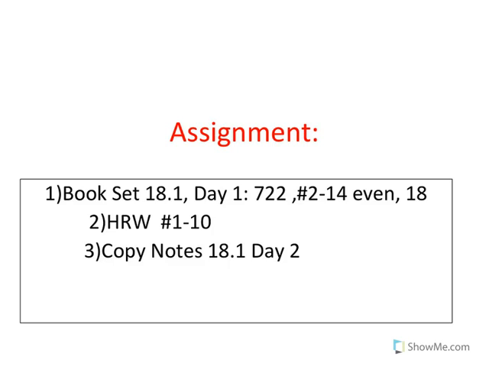Right, so that's the end of our 18.1 day 1 notes. Your assignment is number 2 through 14 even, and number 18 in your book. And we have a new HRW, and you are to copy down 18.1 day 2 notes.